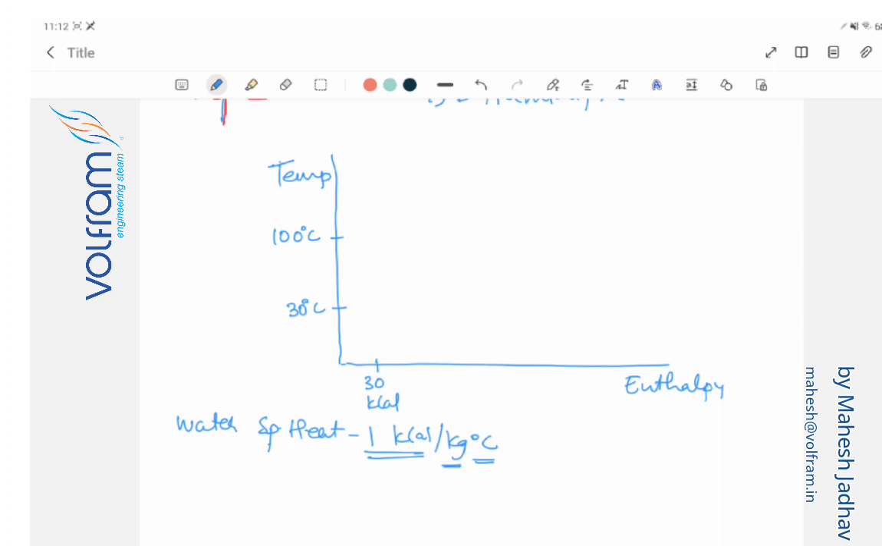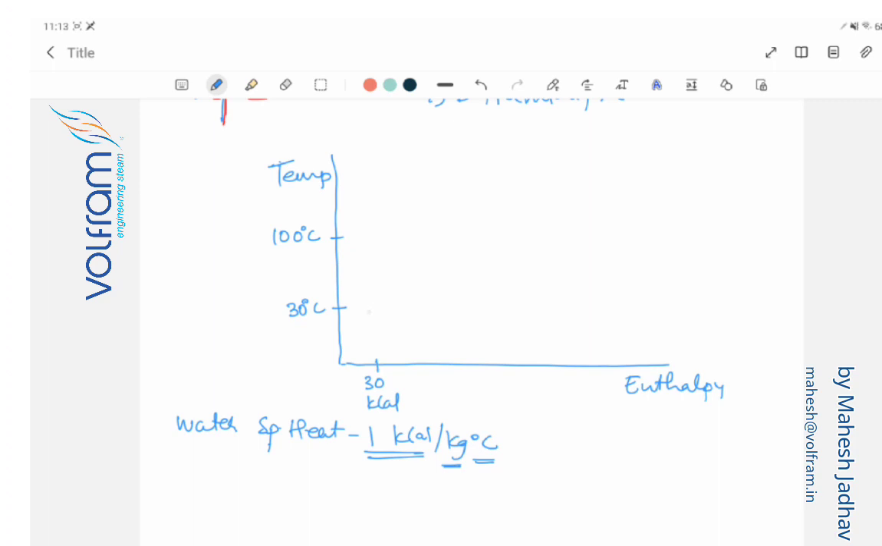So always know that water and air generally are the references. So water is a reference. For any chemical it might be 0.8, 0.9. Understood? So it's different. Specific heat of every substance is different. For water it's easy, 1. Okay. Now, as I said, our starting point is 30 degrees.